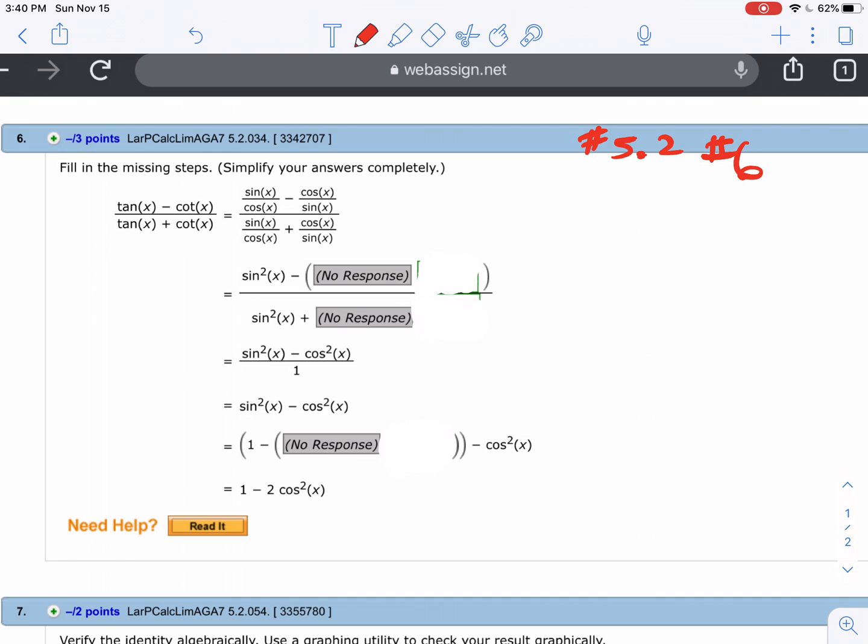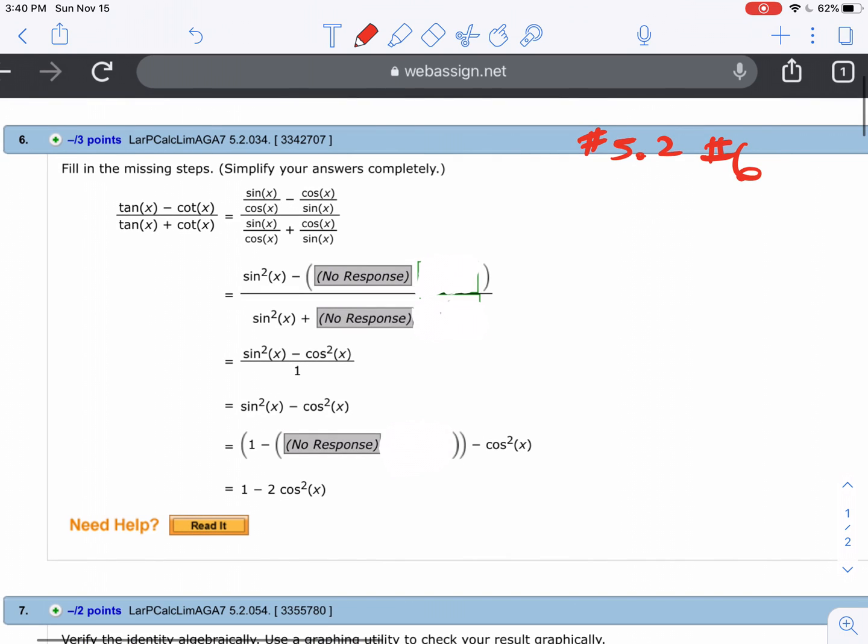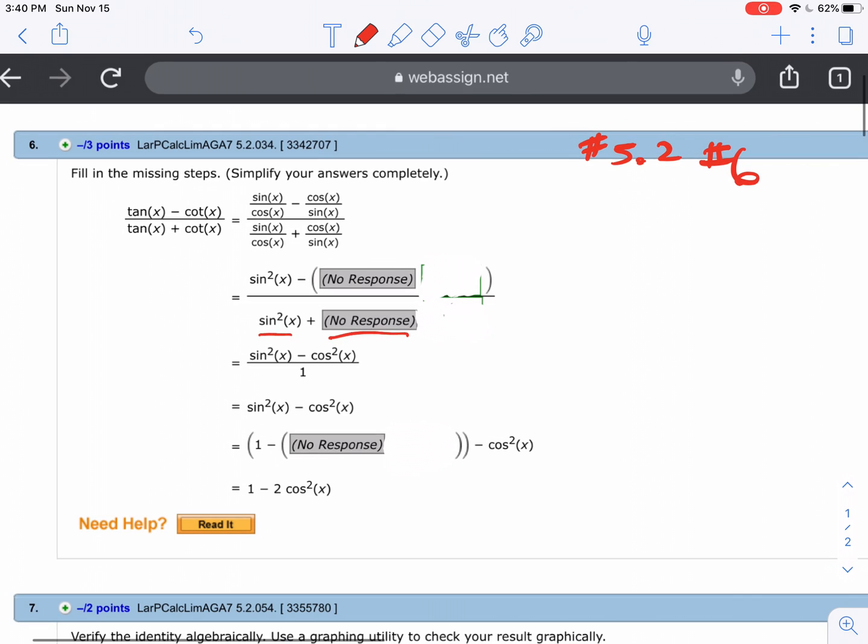Now you could take this and multiply by its reciprocal kind of thing, or you could get common denominators on top and common denominators on the bottom, and there's some work there, but I'm just going to look at this problem and say, all right, let's start on the bottom. On the bottom, they say it's sine squared plus something. Well, to get to the next step, what would have to go in the second blank?